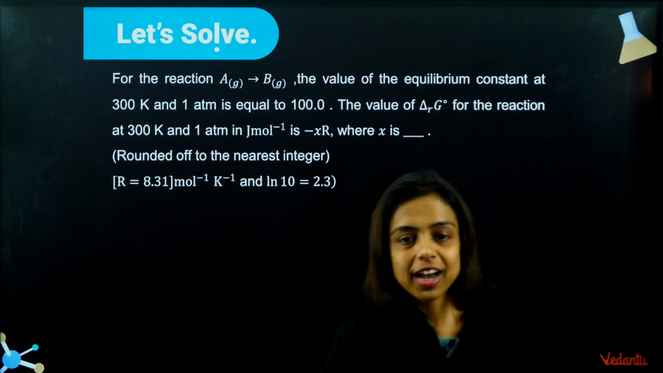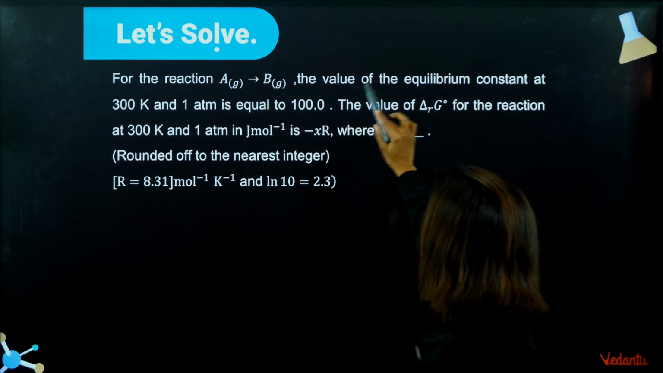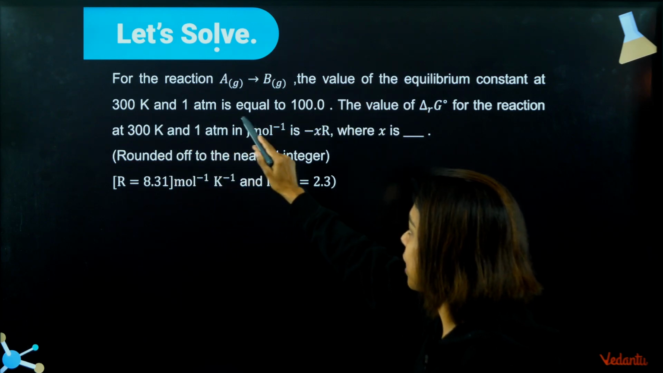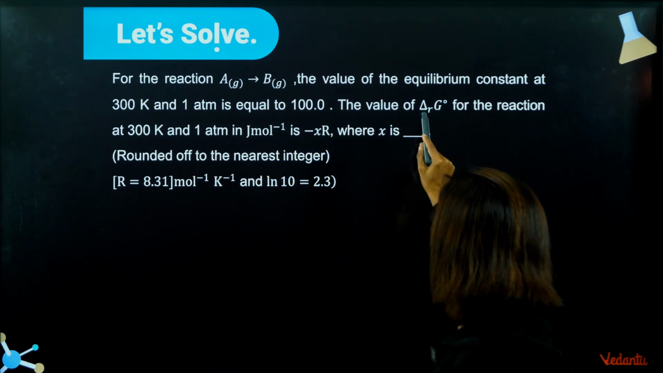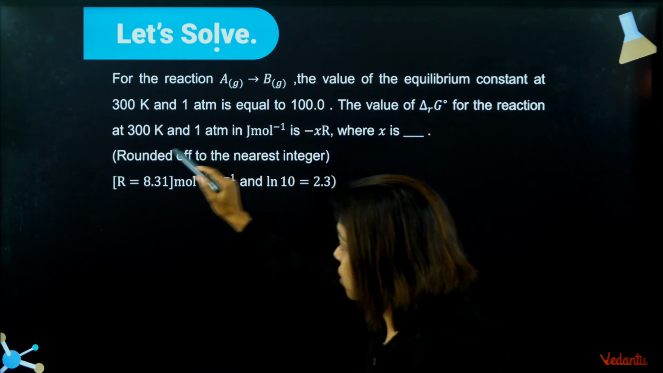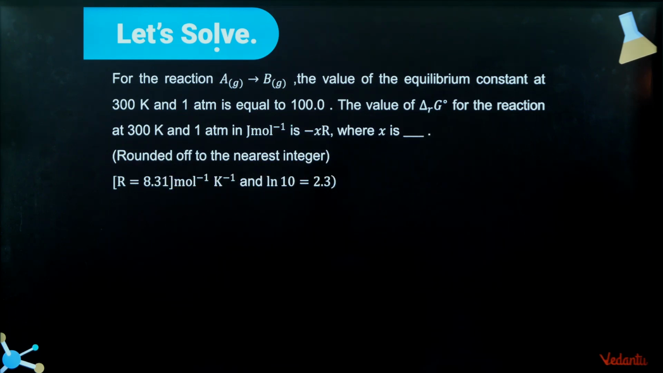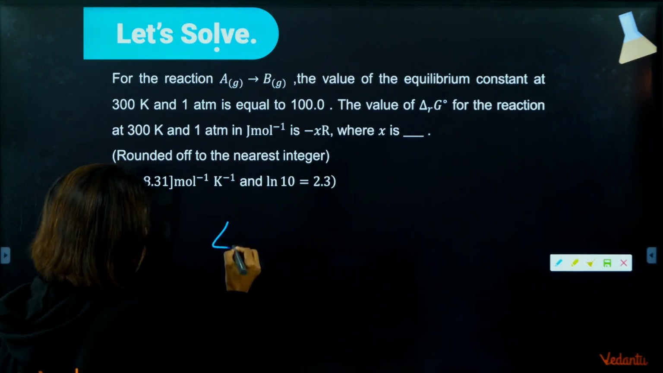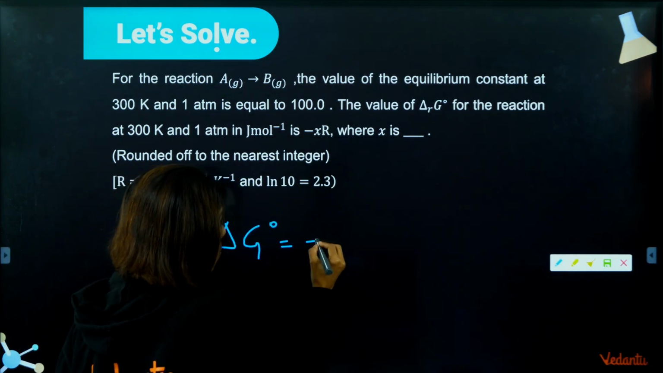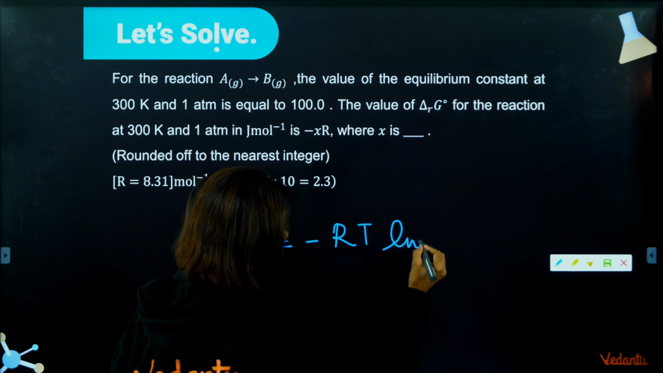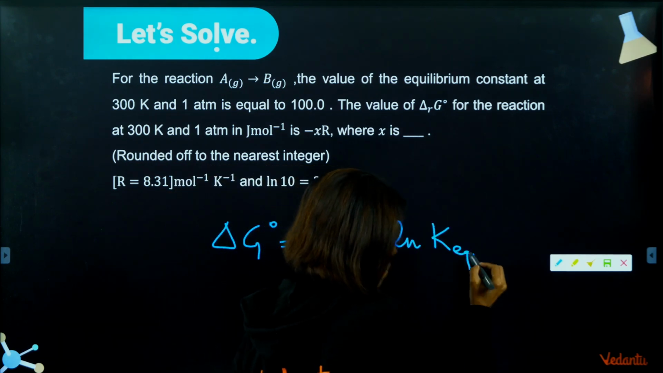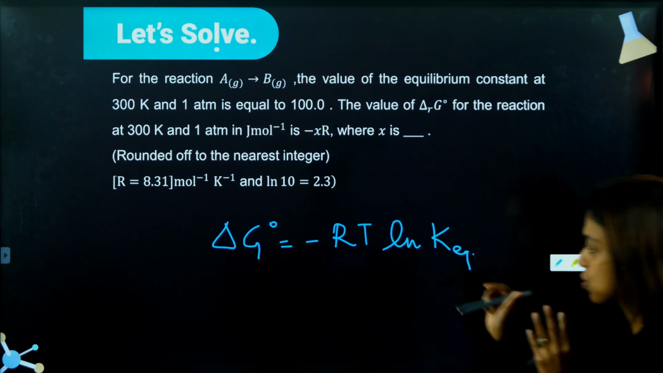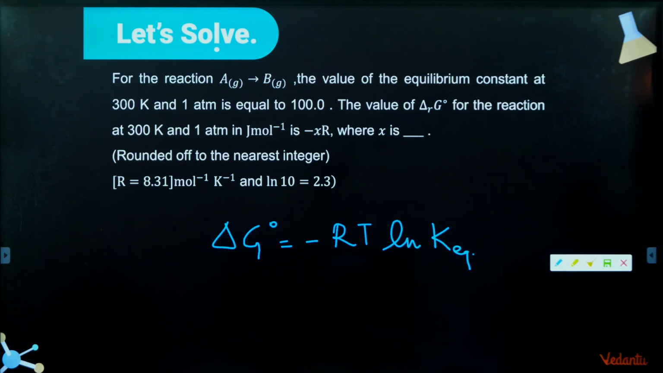Now the question that we have here is, for a reaction A gives B, the value of equilibrium constant at 300 Kelvin and 1 atmosphere is equal to 100. The value of delta G naught for the reaction at 300 Kelvin and 1 atmosphere is. So basically you are supposed to use the relation between delta G naught, Gibbs energy at standard condition, and the equilibrium constant. Very important, guys. So delta G naught is equal to minus RT ln K, that is equilibrium constant. I hope you all are aware of this relation between delta G naught and equilibrium constant, guys.